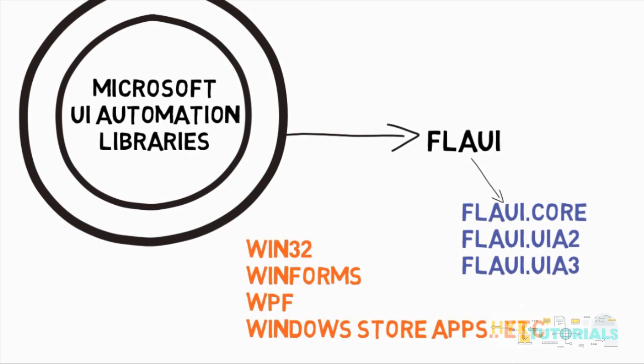For example, in case I want to automate Win32 applications, I can import only flaui.core and flaui.uia2. I don't have to import flaui.uia3. In case I am dealing with a WPF application, then I can go ahead and import flaui.core and flaui.uia3 libraries. So depending on the application type, the user can choose the libraries, and it is also allowed that the user can import flaui.core, UIA2 and UIA3, all three libraries, into the project. So depending on your application type, you can choose the libraries.